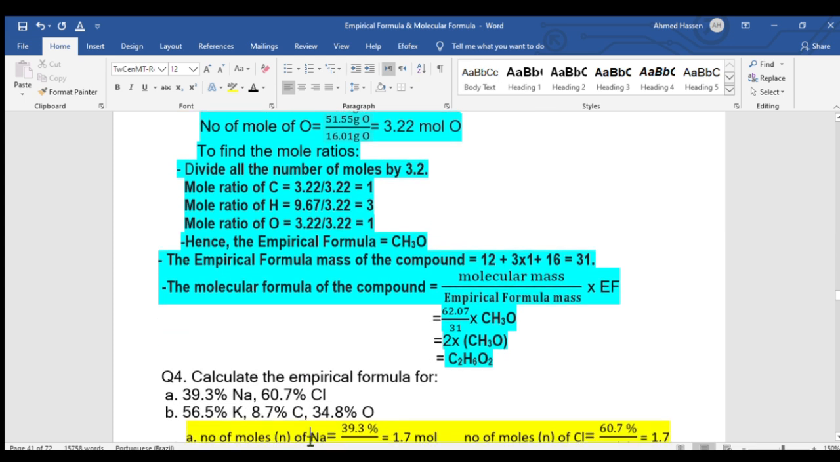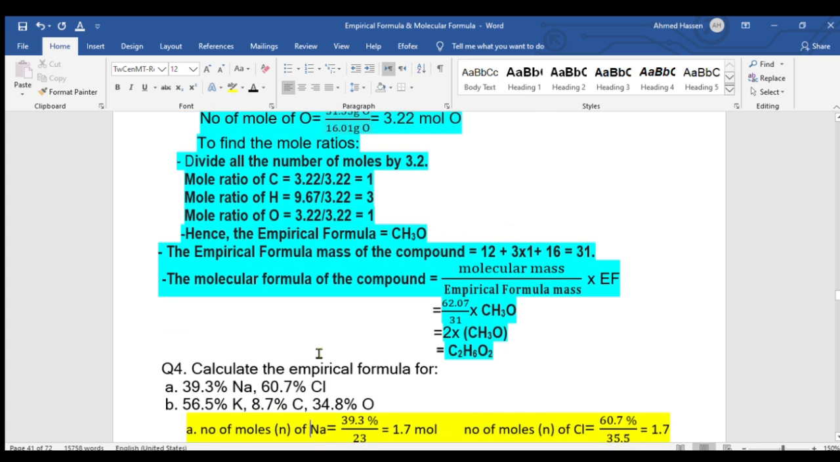Question number 4. Calculate the empirical formula of the following given compounds. Sodium and chlorine are given with 39.3% and 60.7% respectively. Therefore, what is the empirical formula of the compound formed from sodium and chlorine? The number of moles first must be calculated and then the mole ratio will follow.